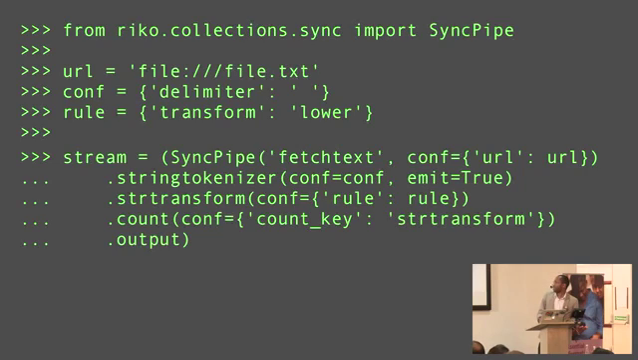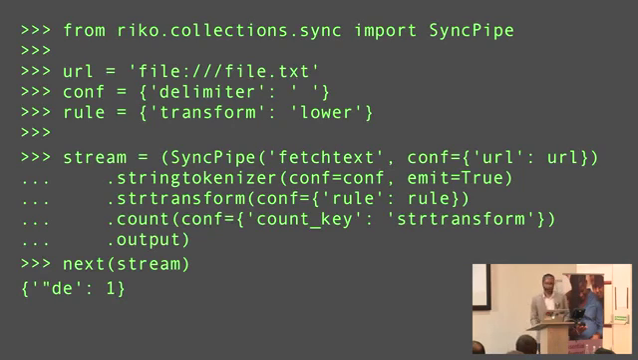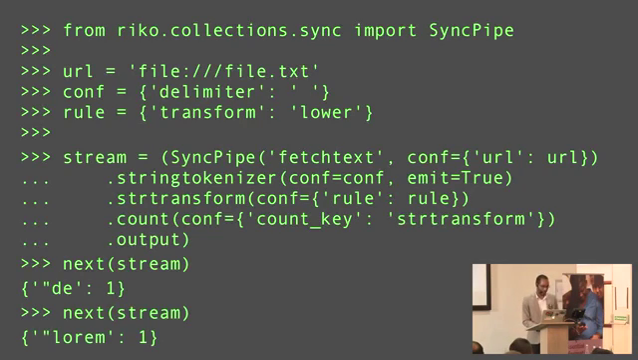And that just is because when you do the transformation step, it outputs the result into a new key called string transform. So in this case, what you get back is a generator. And so when you call next on it, then you get the dictionary. So similar, you get the same result whether you do Spark or riko. You call next again, and then you get the next word.